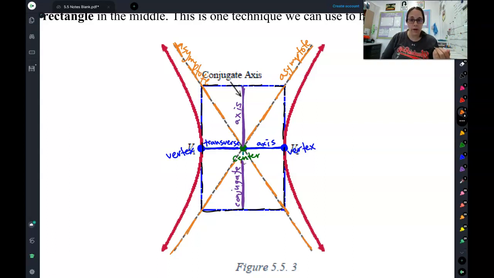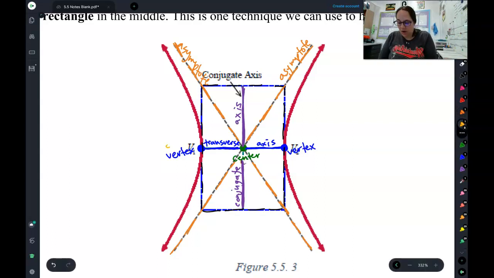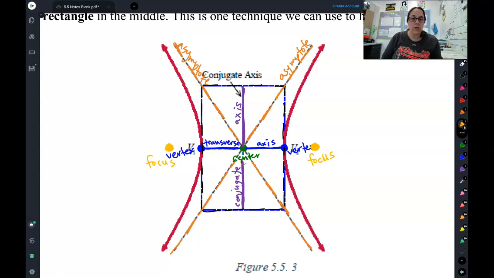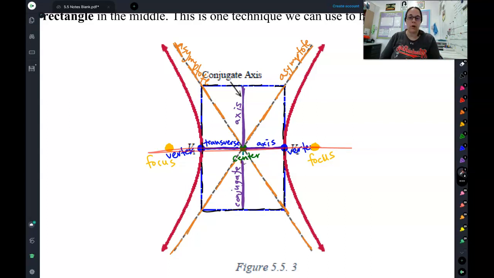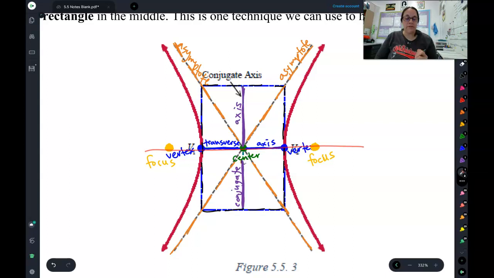And then we only have one vocab word left, and that is our foci. Just like an ellipse, we have two of them. Plural of focus. And notice that our two foci go inside the hyperbola branches. They are also along the transverse axis. And they are also symmetrical. That will always hold true. Your foci will be symmetrical over the center. They will lie on the transverse axis, and they'll be inside your branches.